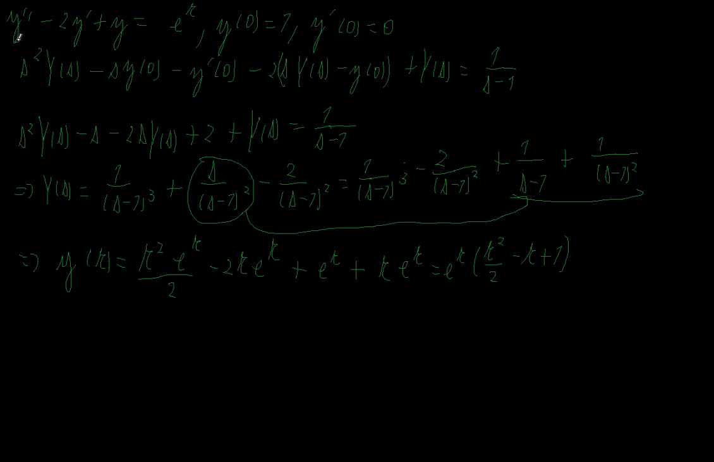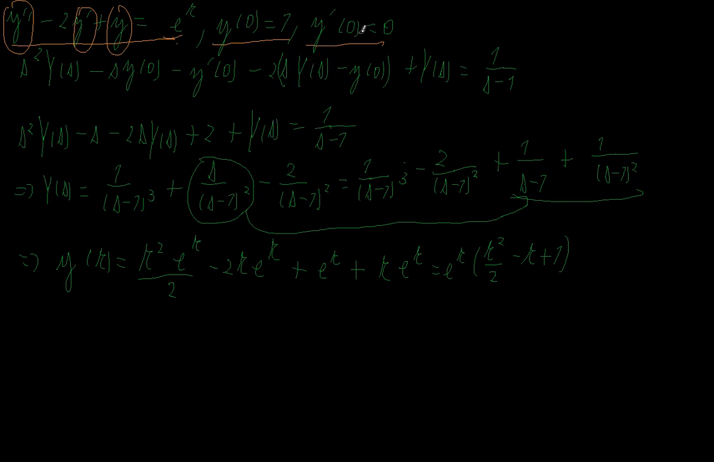We have the differential equation y'' - 2y' + y = e^t. So the second derivative of y minus 2 times the first derivative of y plus y is equal to e to the t. I have the initial conditions y(0) = 1, y'(0) = 0, and I want to solve this differential equation using the Laplace transform.